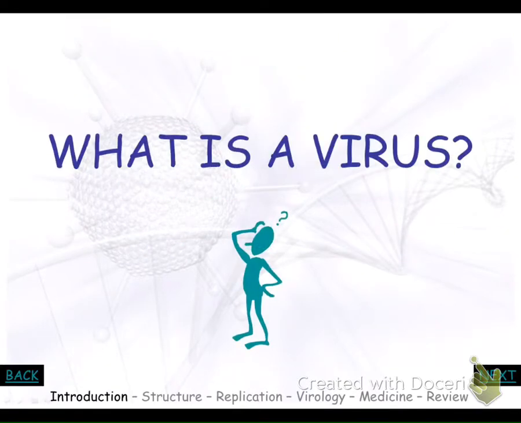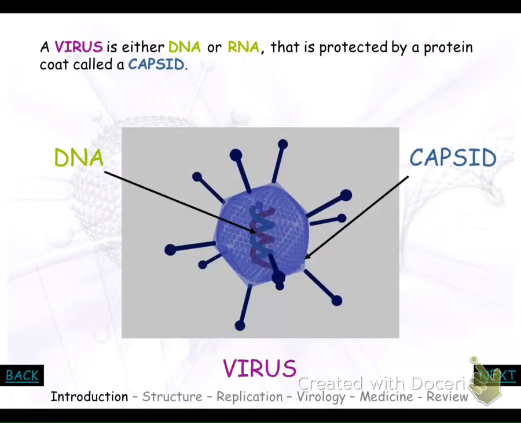So let's think for a minute. What is a virus? A virus is genetic material, either DNA or RNA, that is protected by a protein coat called a capsid. So if we look at this general picture that we have right here of this virus, what is missing? What's missing are cells. There is absolutely no cell within that structure.